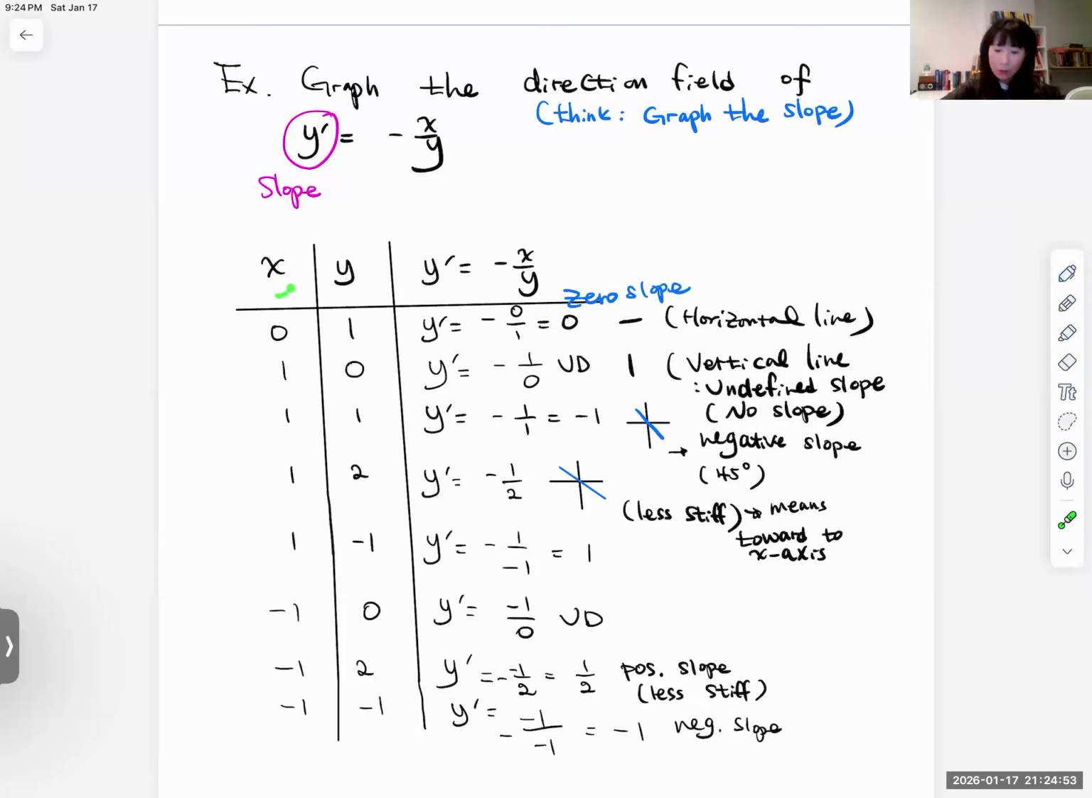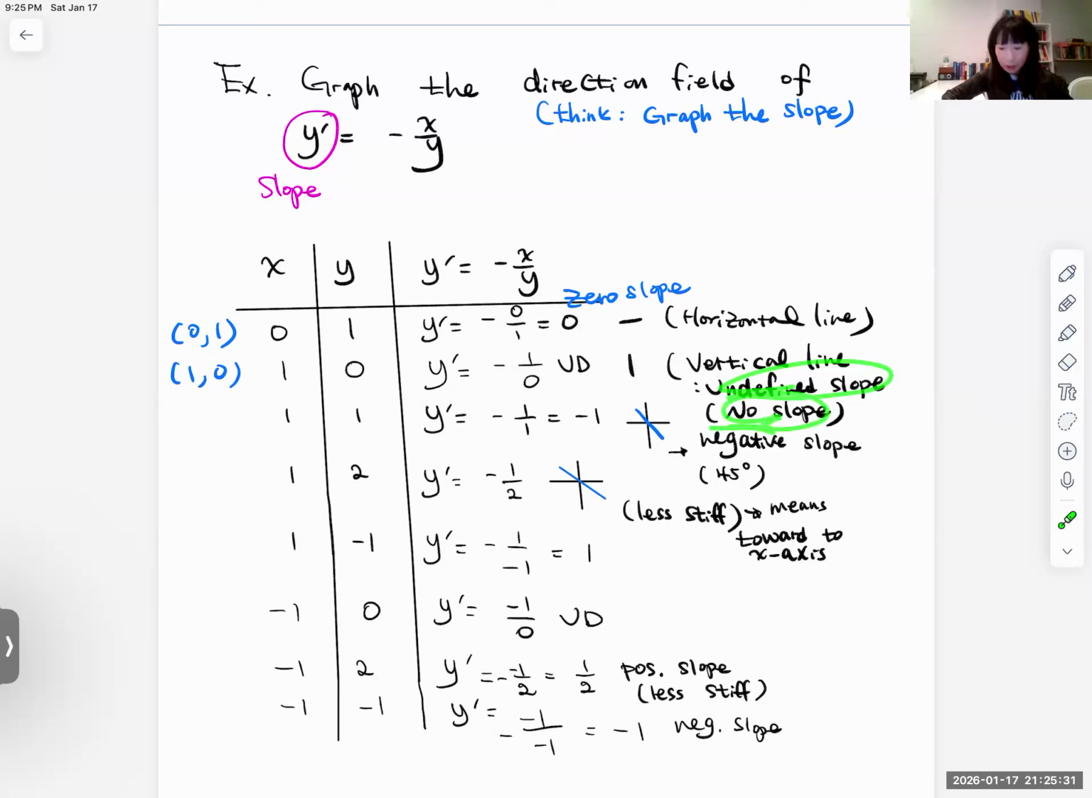Okay, now if we have x equal to 1, so it's an ordered pair, 1 and 0, and y equal to 0, and the equation has negative x over y, right? So negative 1 over 0, undefined. Undefined slope, yeah, that is a vertical line. Undefined slope means no slope.